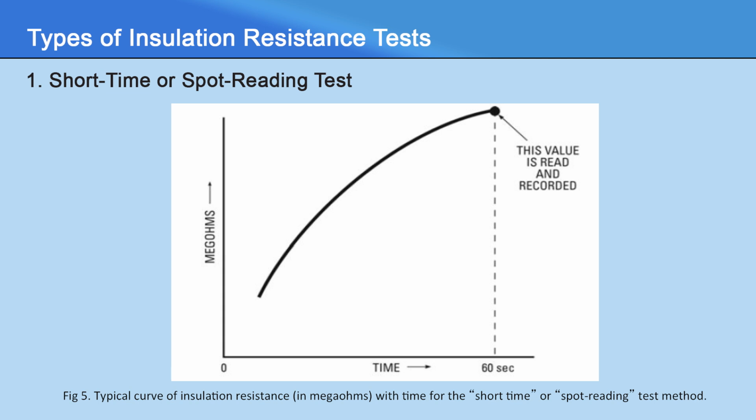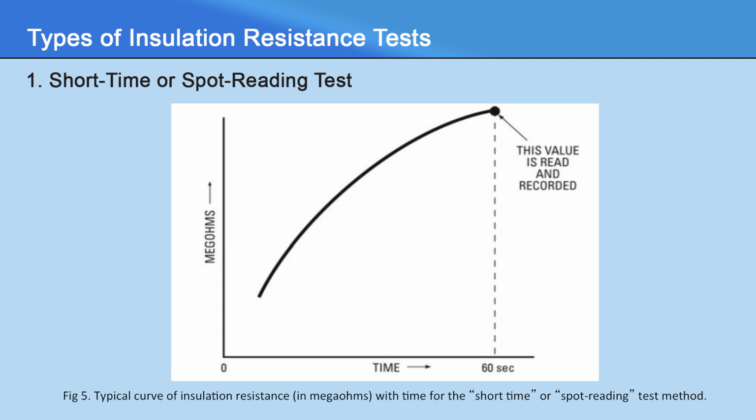So, the temperature and humidity also play an important role, which changes the reading of the insulation when it is tested by different methods. Figure 5 shows the typical curve of insulation resistance measured in mega ohms with time for the short time or spot reading test method. The short time method is also called the spot reading method because it is performed just for a 60-second time, and the graph is plotted between the resistance and time. The resistance is measured in mega ohms.